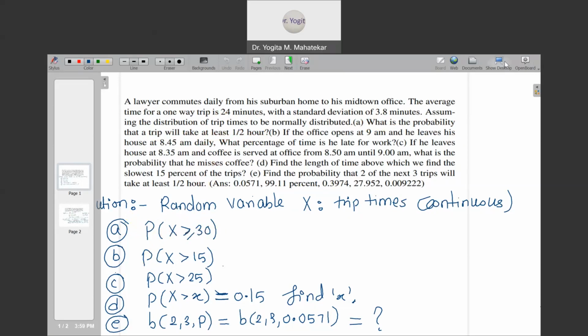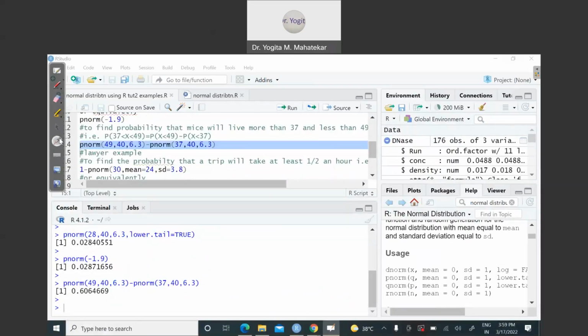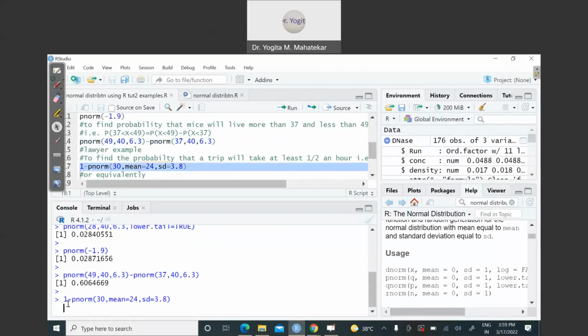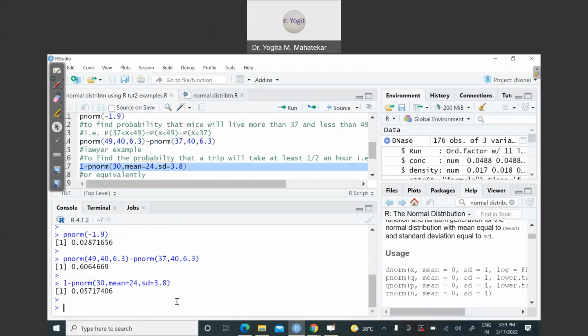So let's go to our console. In this lawyer example, we have to find the probability that the trip will take at least half an hour. So we apply this command: 1 minus pnorm of 30, mean is equal to 24 and standard deviation is equal to 3.8. Let me copy and paste this command in the console. If I run this command, it gives the answer 0.0571 something, the probability that the trip will take at least half an hour. So this is such an easy technique, without converting capital X into a standard normal random variable. Directly by using commands and complementing of events, we can find the probabilities.